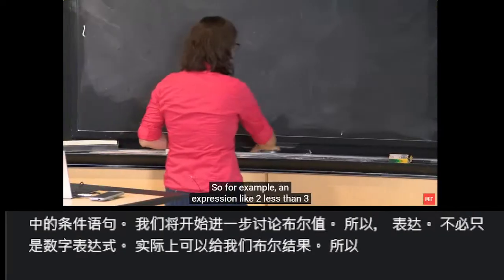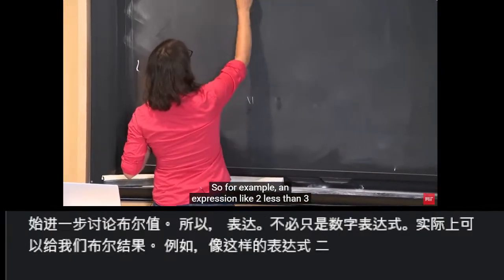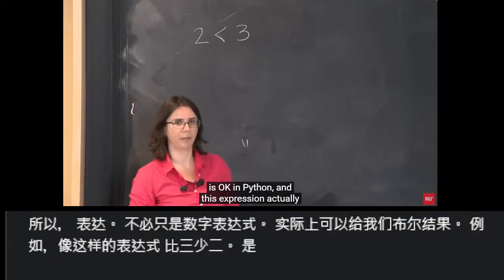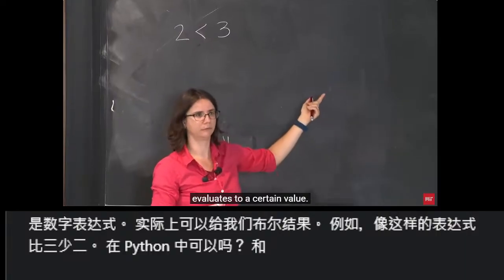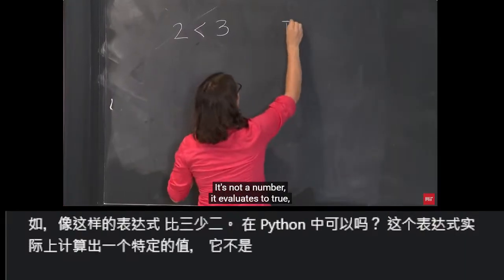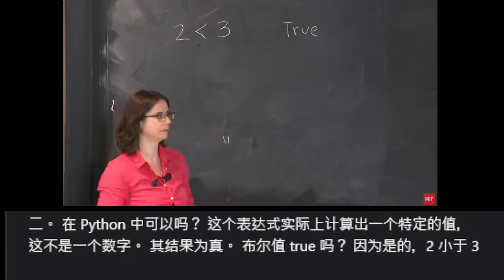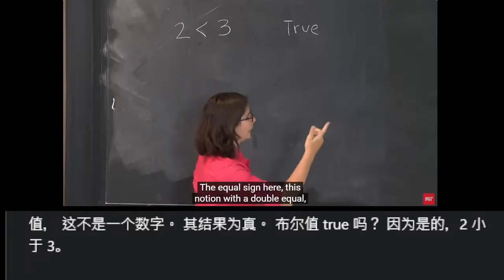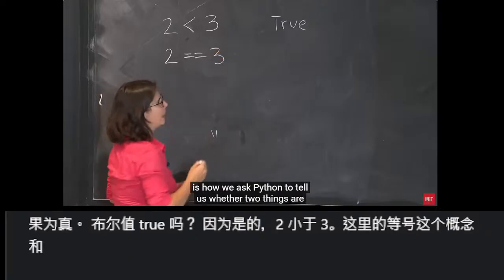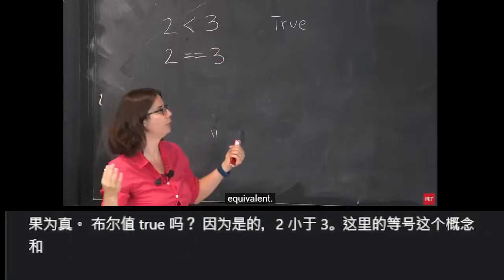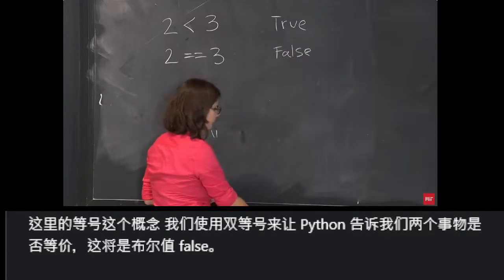So for example, an expression like 2 less than 3 is okay in Python. And this expression actually evaluates to a certain value. It's not a number. It evaluates to true, the Boolean value true, because yes, 2 is less than 3. The equal sign here, this notion, with a double equal, is how we ask Python to tell us whether two things are equivalent. And this will be the Boolean value false.